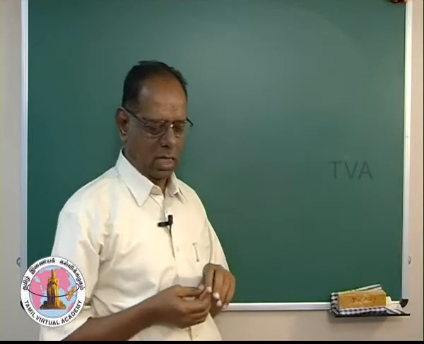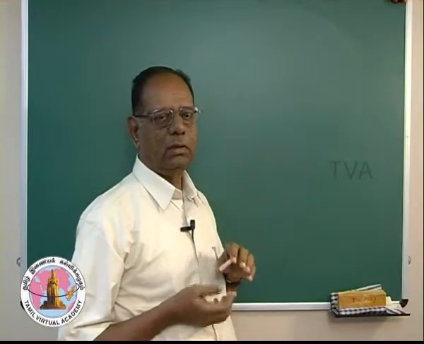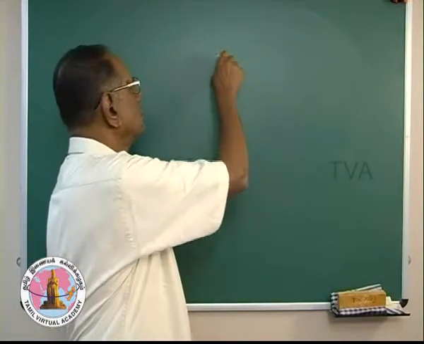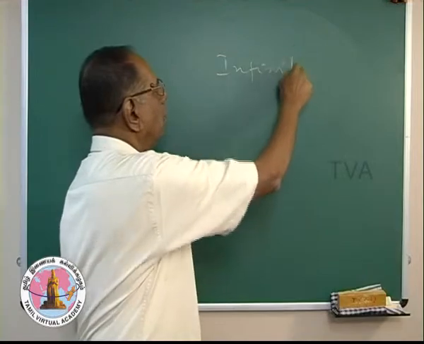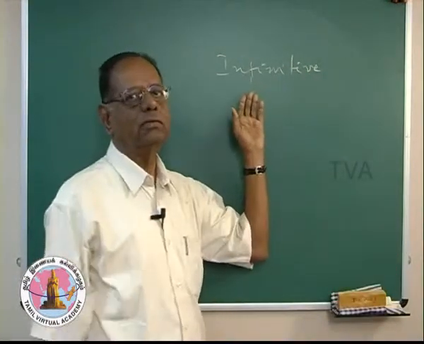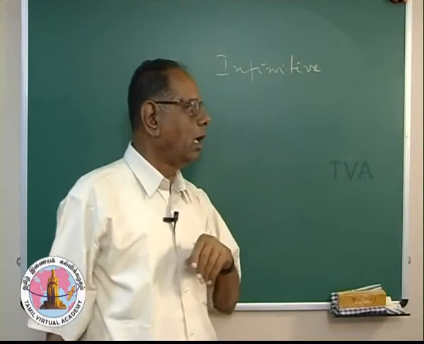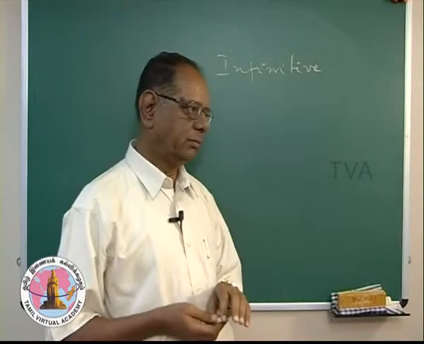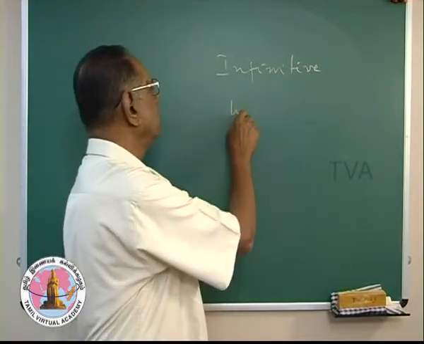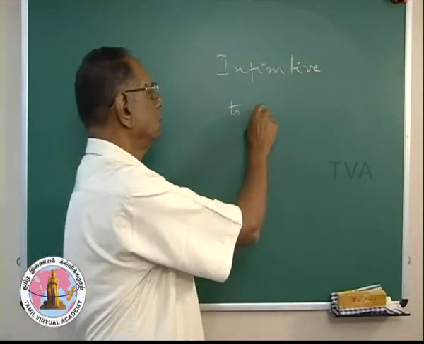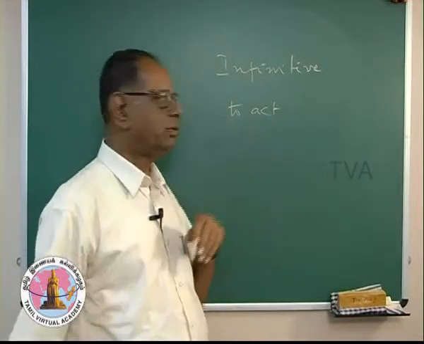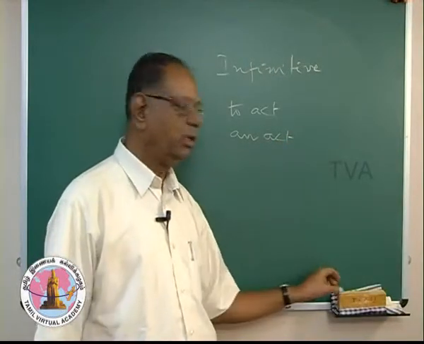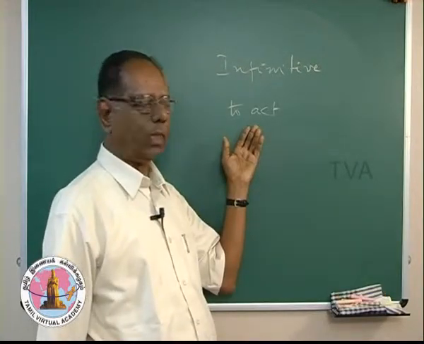Now we shall take up another form of verb, which is also very important. You have come across this word, infinitive, to indicate that a particular word is a verb. What do we do? We add to. To act is a verb. An act is a noun. To indicate a particular word denoted, we add to.